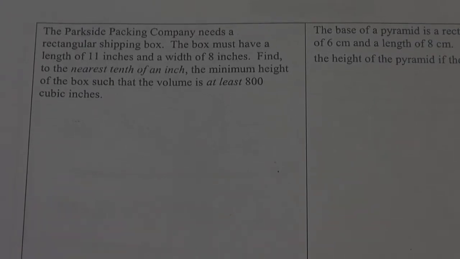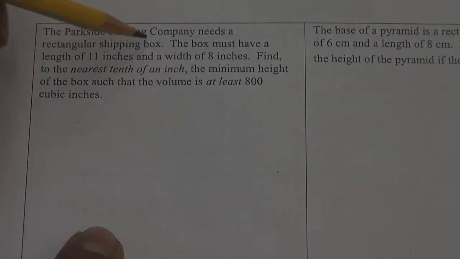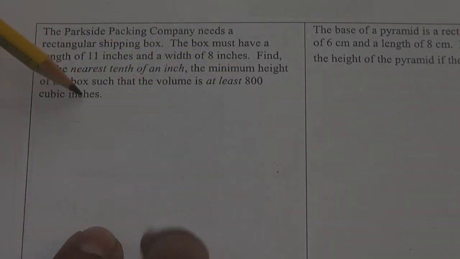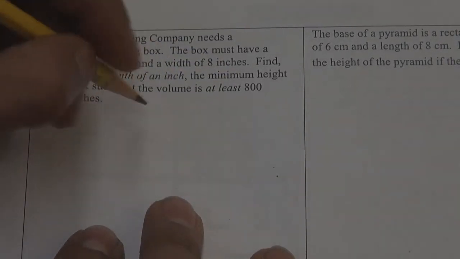All right. The packing company needs a rectangular shipping box, right? The box must have a length of 11 inches and a width of 8 inches. Find, to the nearest tenth of an inch, the minimum height of the box such that the volume is at least 800 cubic inches. All right, so what do I know?